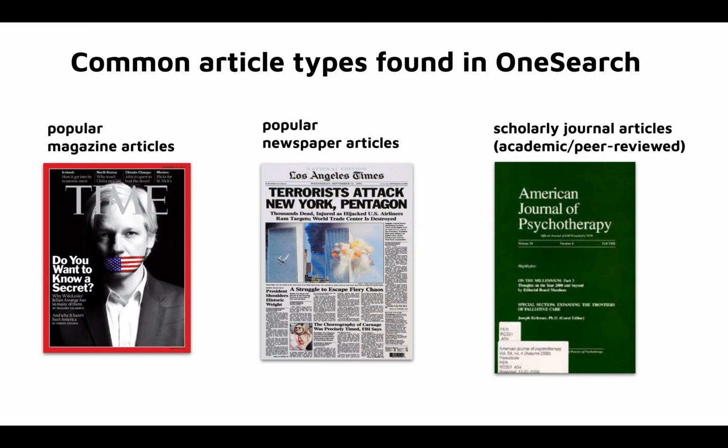They are called peer-reviewed because these articles must undergo a rigorous review process by other scholars in the field of study before being published. Now let's watch a video demonstrating how to find these different article types in OneSearch.